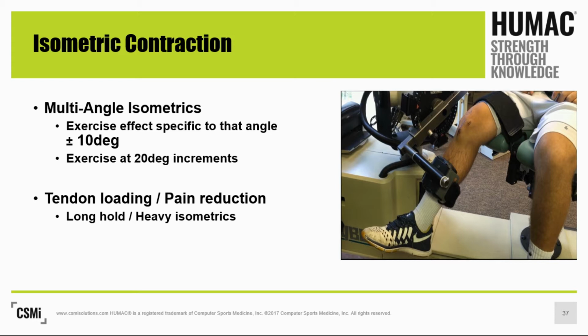Remember that when you perform an isometric exercise, there is a training effect that carries over to 10 degrees on either side of that angle. So we can set our exercise angles up to 20-degree increments and still exercise the entire range of motion. Isometrics are also great for tendon loading and reducing pain, and we can do that with long hold heavy isometrics. The advantage of having a dynamometer is that you can accurately measure a person's maximal volitional contraction and then set targets for them to exercise at a given percentage of that maximum.